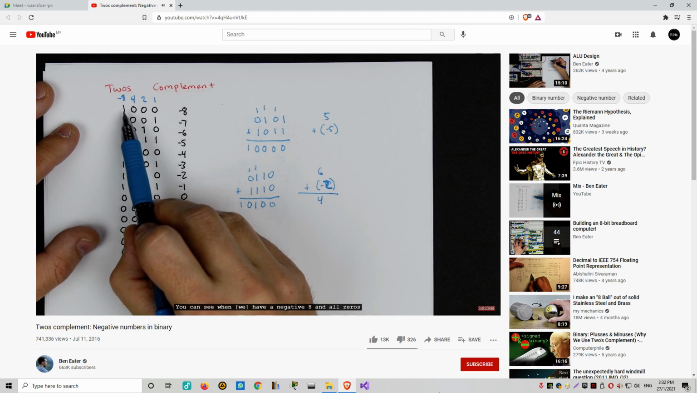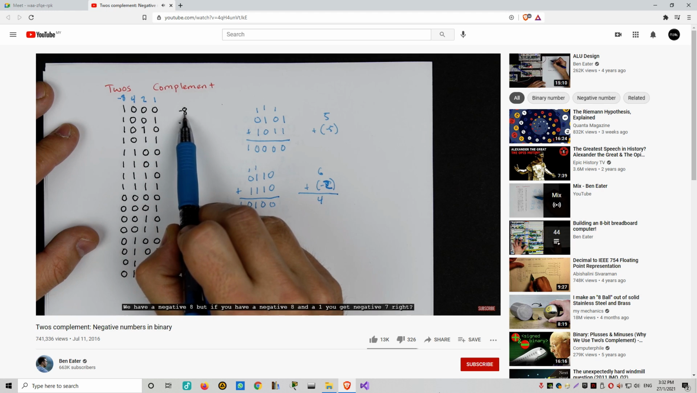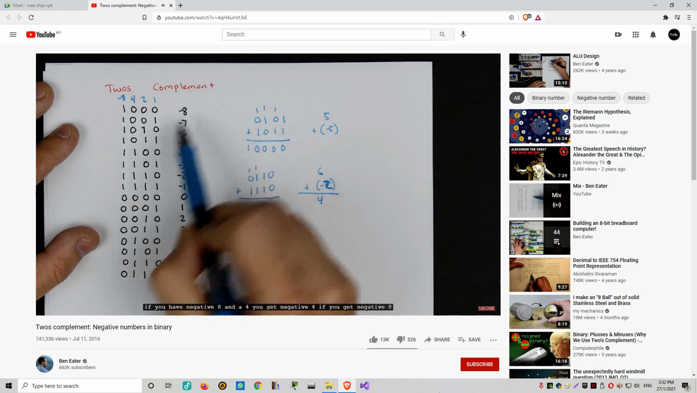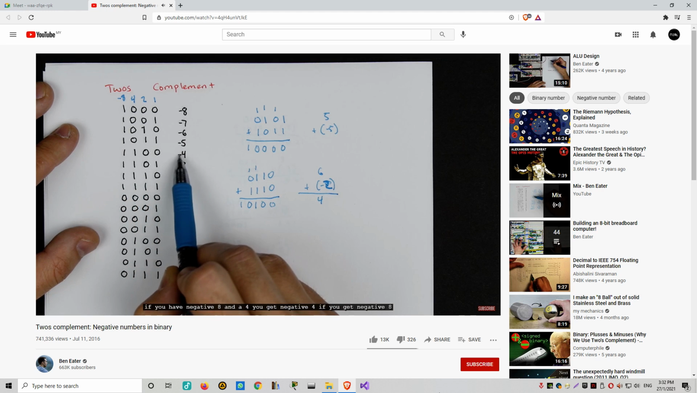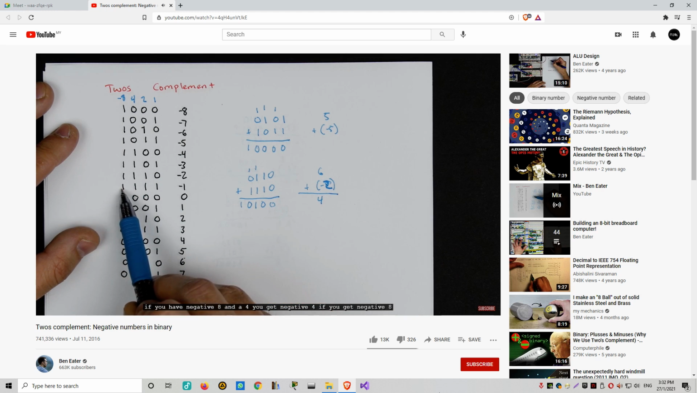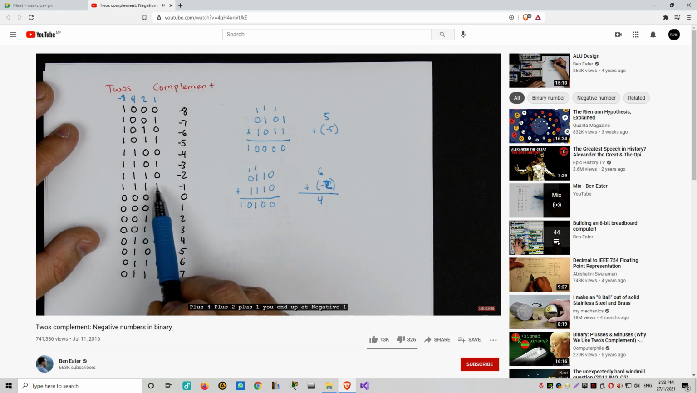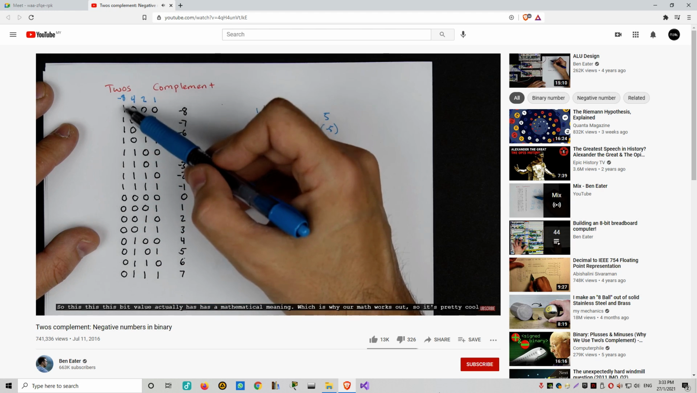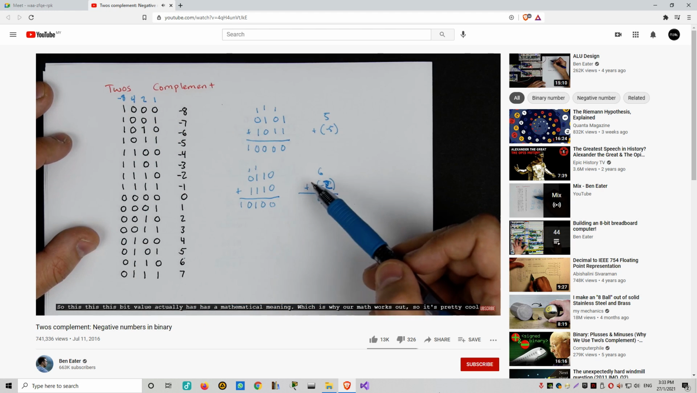And you can see when we have a negative 8 and all zeros, we have a negative 8. But if you have a negative 8 and a 1, you get negative 7, right? If you have negative 8 and a 4, you get negative 4. If you get negative 8 plus 4 plus 2 plus 1, you end up at negative 1. So this bit value actually has a mathematical meaning, which is why our math works out.